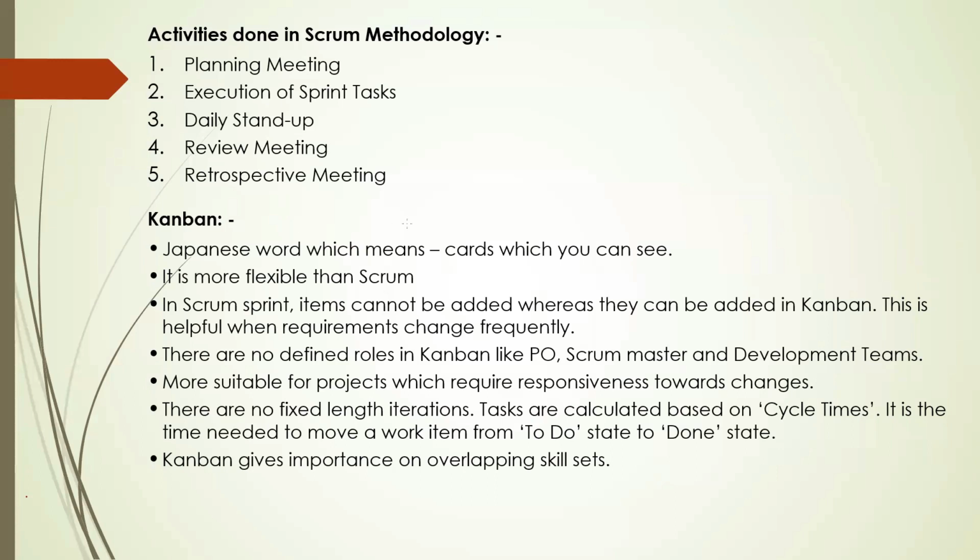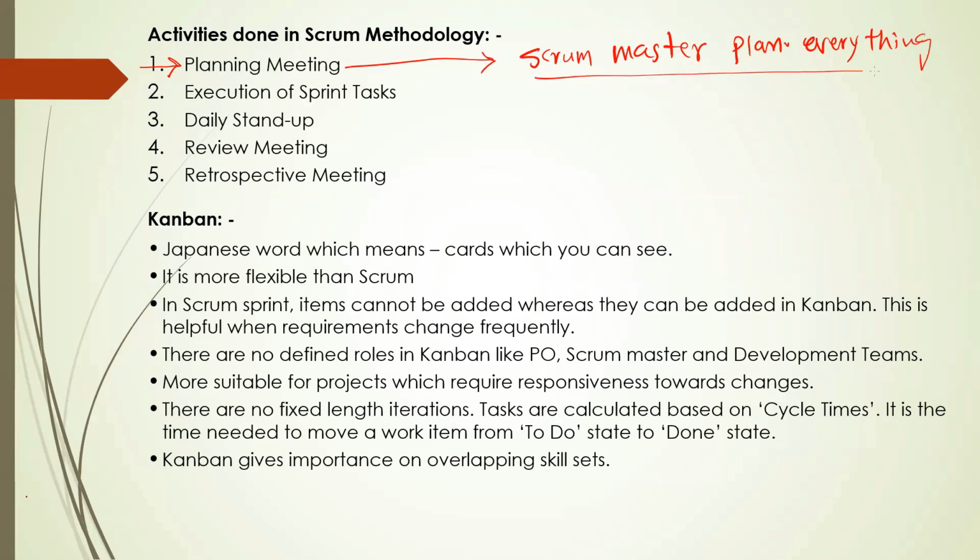First thing is the planning meeting. What is this planning meeting? It is the meeting where the Scrum Master will plan everything. And he will discuss this plan with the team members, with the dev team and testing team. He will share this plan with them and discuss it. The discussion of this plan is called the planning meeting.